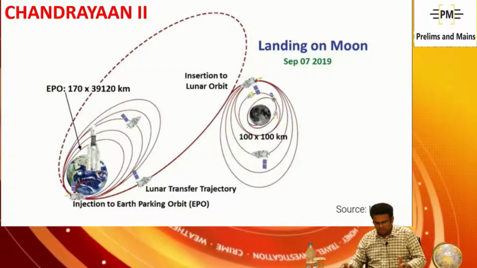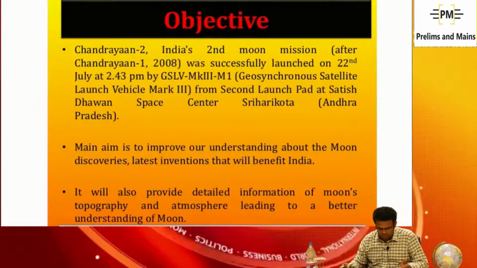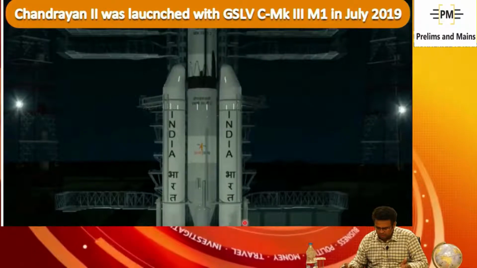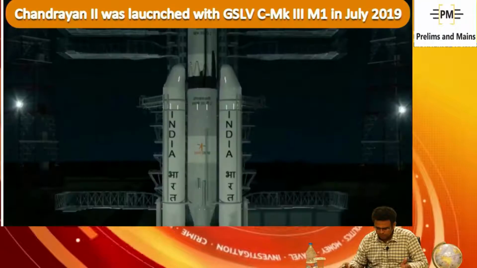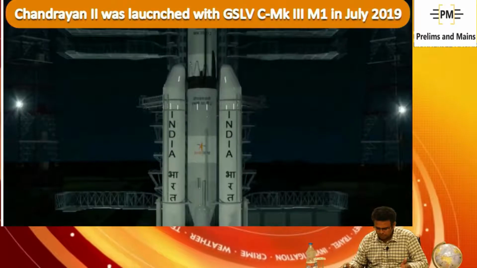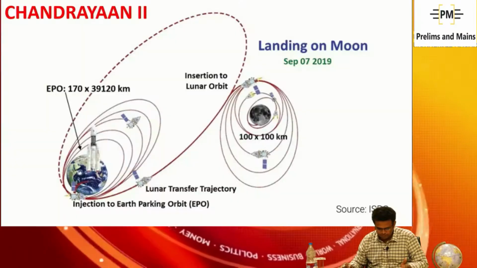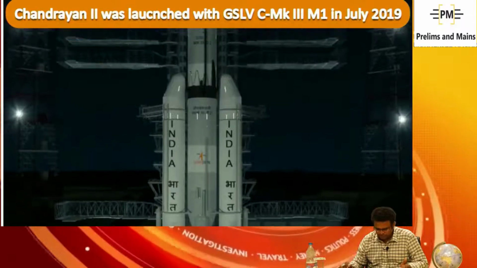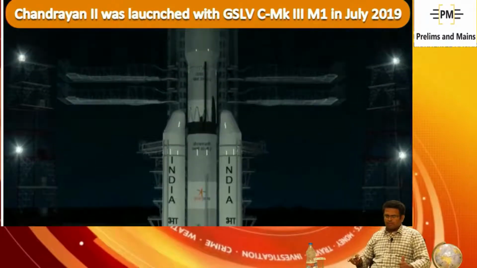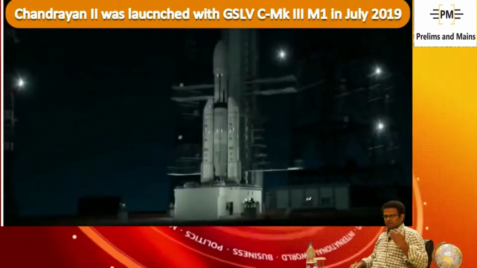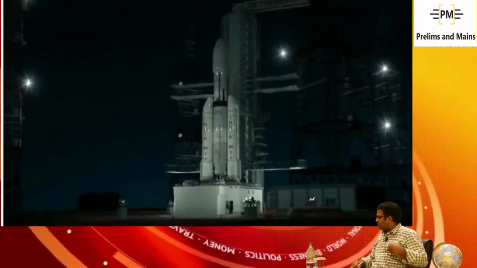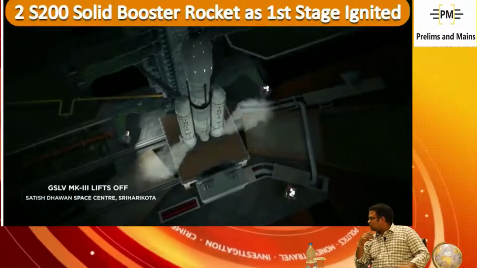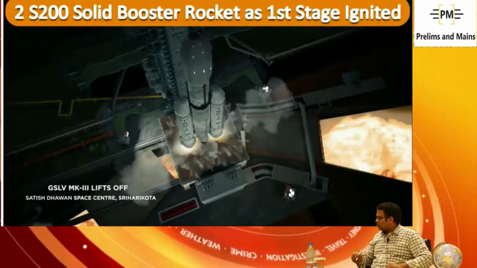Here it is the same way, GSLV Mach 3, sorry. This GSLV Mach 3 has been sent, and through the different orbiter, Vikram was the lander and the Pragyan is the rover.